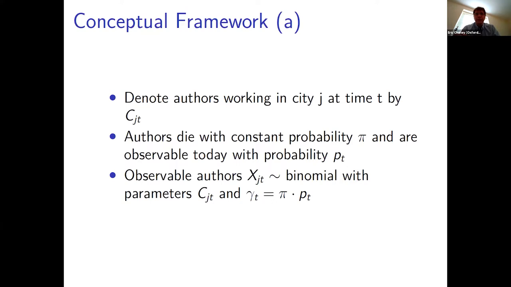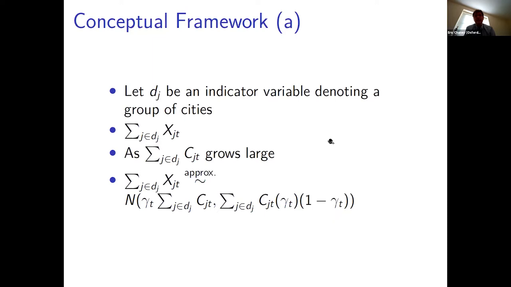Now let's define an indicator variable D_J, just to group cities into two groups. Often you can think of places that were affected by the Atlantic trade and places that weren't, or places affected by the Mongol invasions and places that weren't. That's just a holder for a group of cities. I'm going to sum the number of authors I observe across those groups of cities. That is, I will sum up all the authors working in the Atlantic traders, and then also all the authors not working in the Atlantic traders. That's a very simple example of two groups.